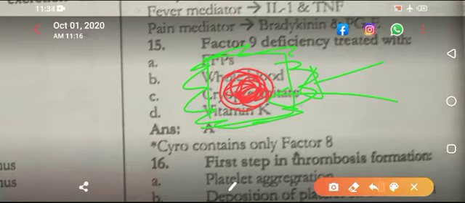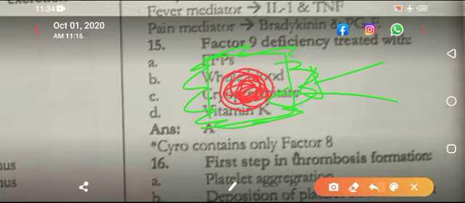What is the best initial test? The answer is APTT. What is the confirmatory test? The answer is factor 8. If there is mild bleeding, the answer is desmopressin. If there is significant bleeding, the answer is factor 8. If there is no option of factor 8, the answer is cryoprecipitate. For factor 9, if there is mild bleeding, the answer is FFPs. If there is severe bleeding, the answer is factor 9.